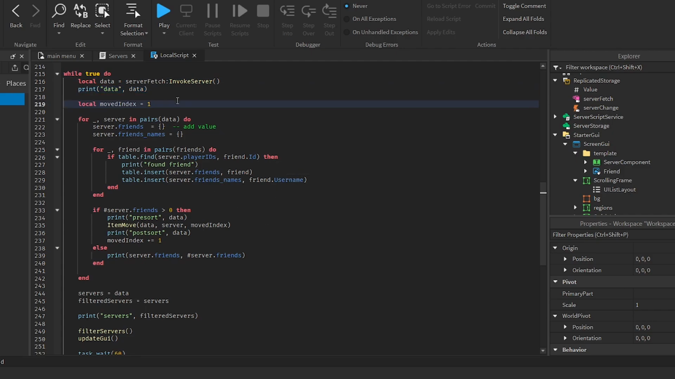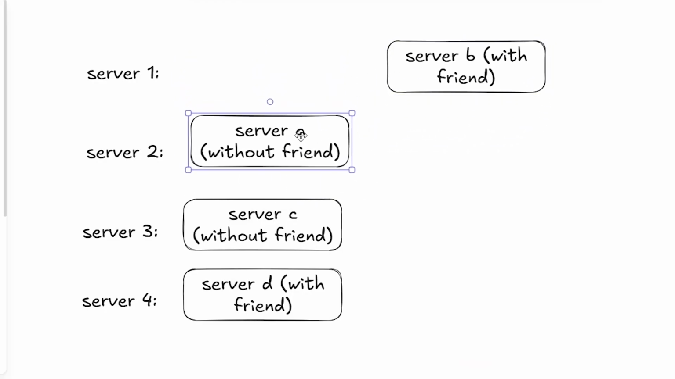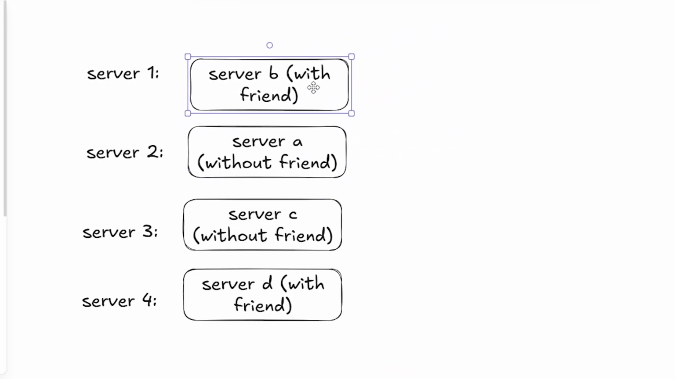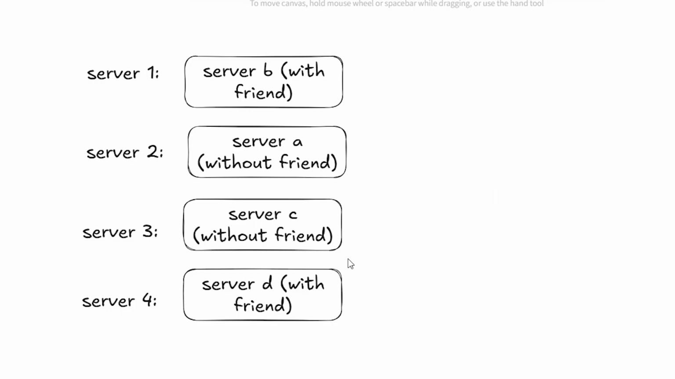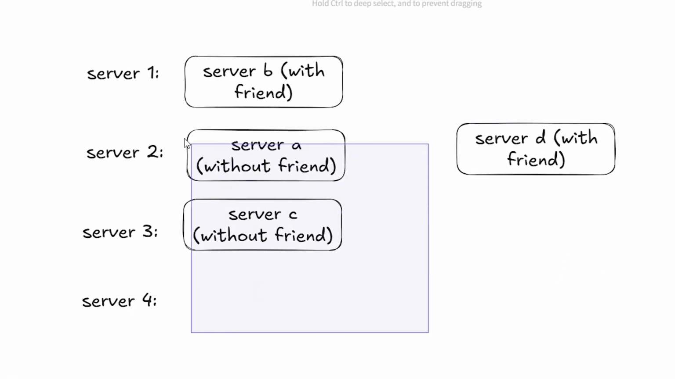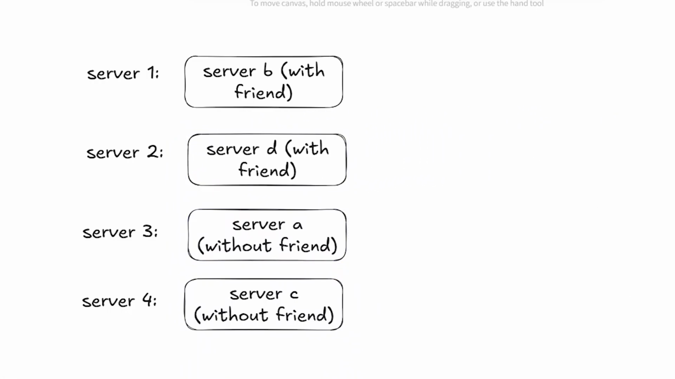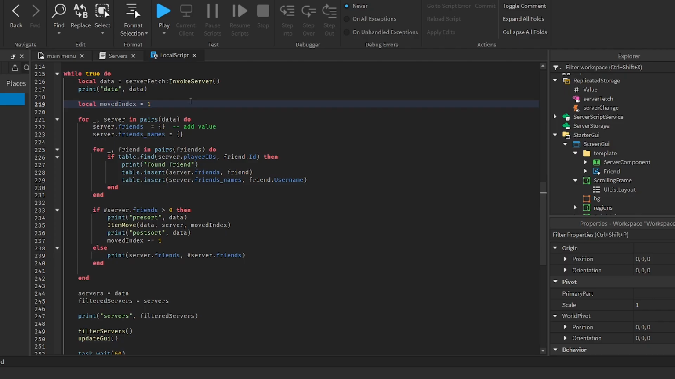So we have moved index. What do they do? So when you move a friend, you want to move the friend to the lowest number, 1. And then let's say there's another friend in a different server. You can't move them to 1 because there's already your friend in server 1, okay? So what do you do? You increment the moved index. So because there's already a friend in the first server, the friend will be moved to the second position of the servers.